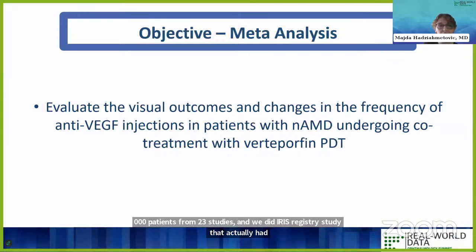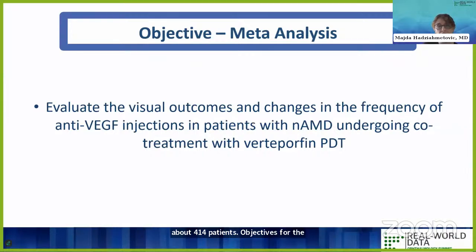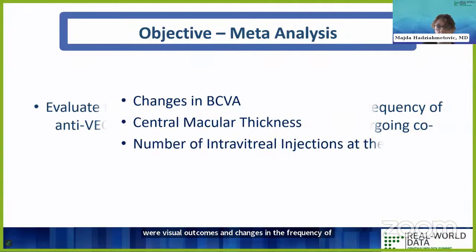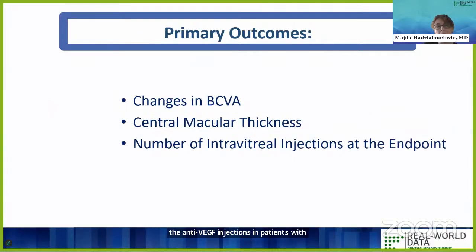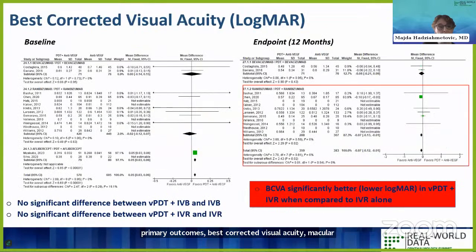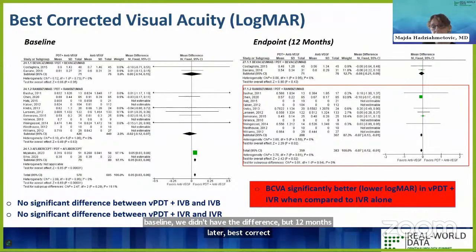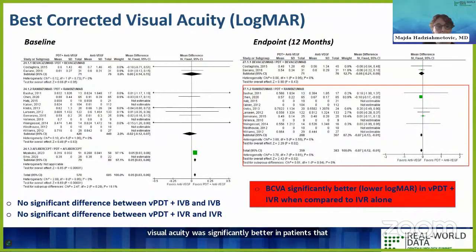Objectives for the meta-analysis were visual outcomes and changes in the frequency of the anti-VEGF injections in patients with neovascular AMD undergoing the treatment. Primary outcomes: best corrected visual acuity, macular thickness, and number of the intravitreal injections. When you look at the best corrected visual acuity, at the baseline, we didn't have a difference, but 12 months later, best corrected visual acuity was significantly better in patients that were co-treated with the PDT and ranibizumab.